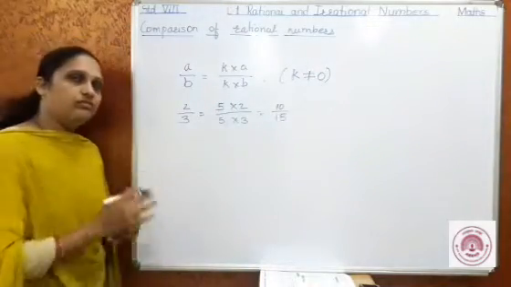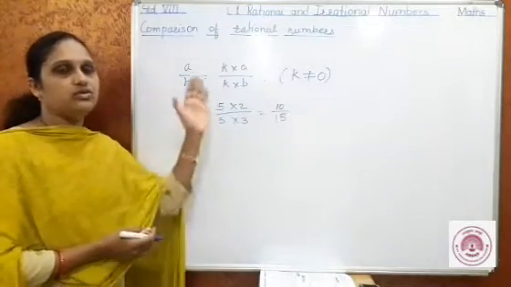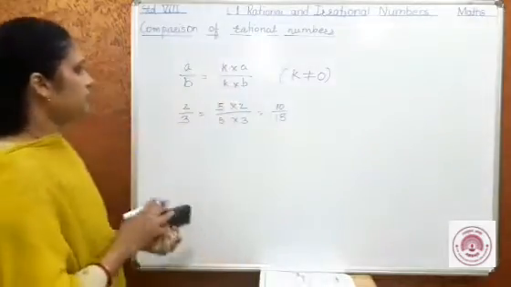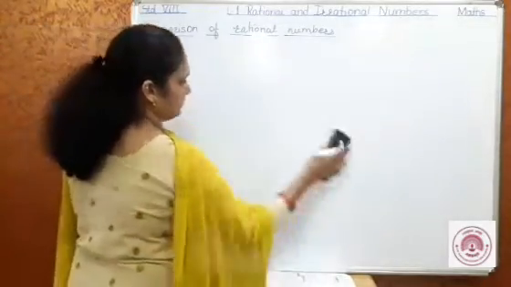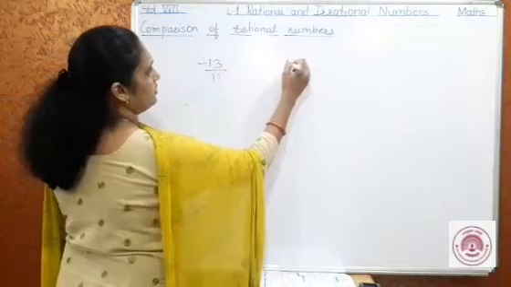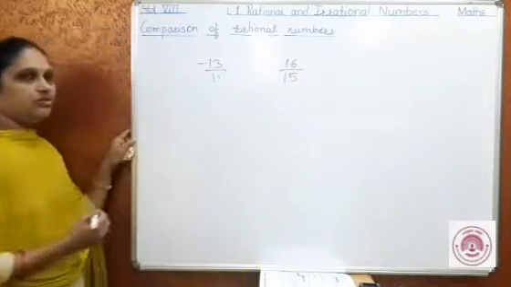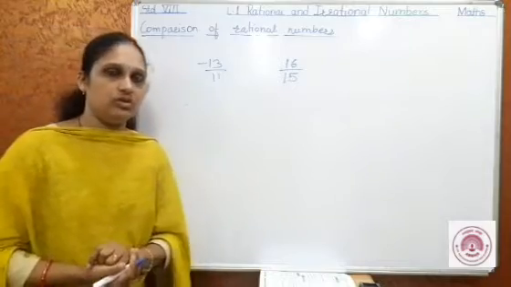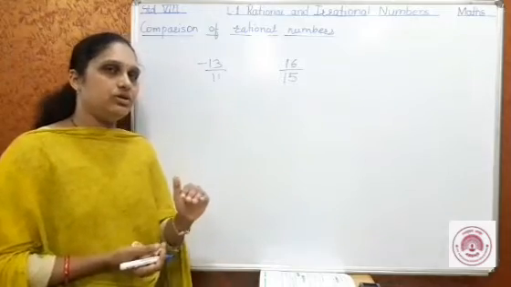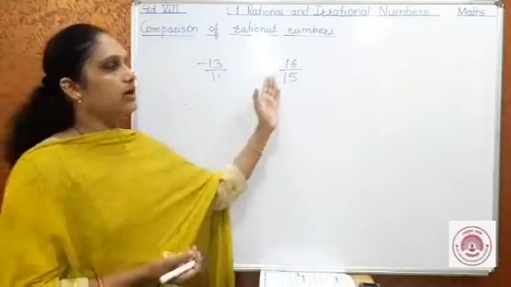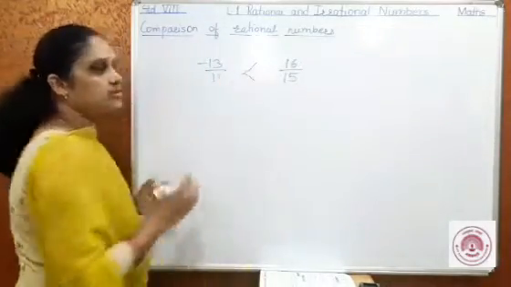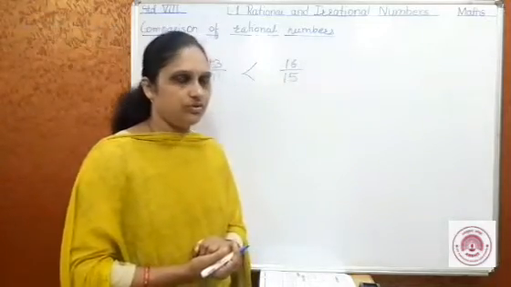So this is one more part of comparison of rational numbers. Further we'll study about this. Suppose I give two numbers, -13 upon 11 and 16 upon 15. Now tell me which number is greater and which is smaller. One is a negative number and one is a positive number. You know that a negative number is always on the left hand side and a positive number is always on the right hand side. So the left hand side number is always smaller than the positive number.